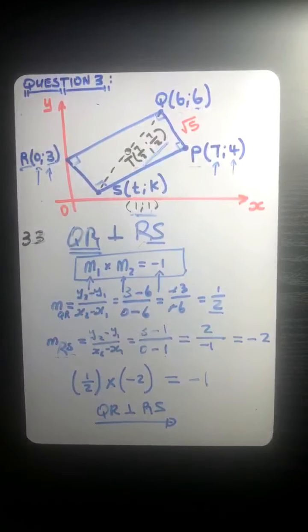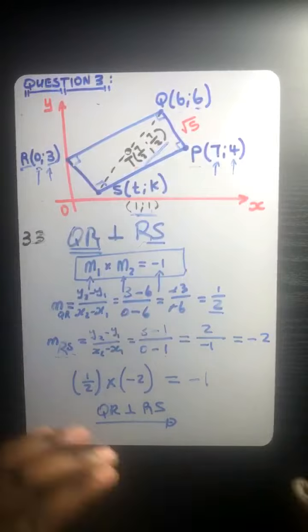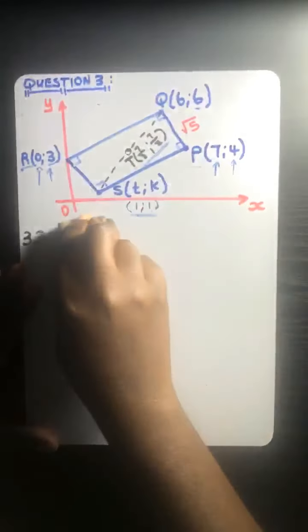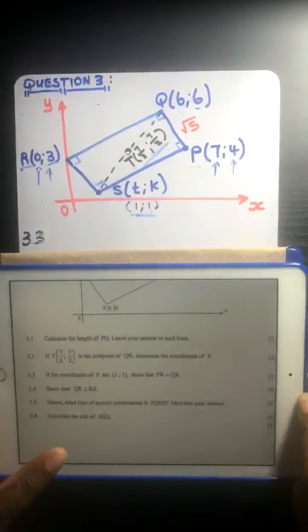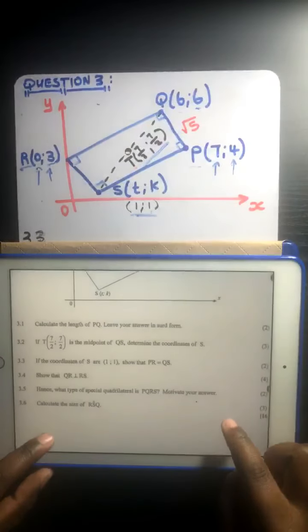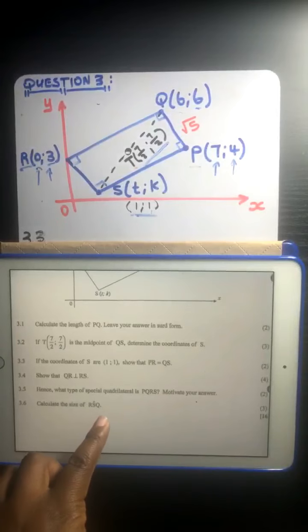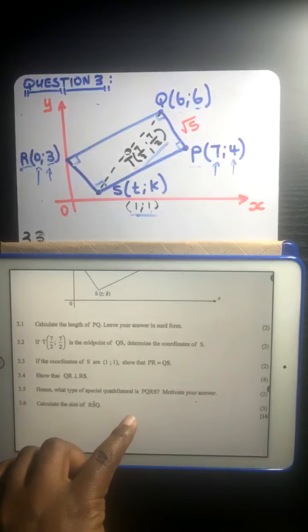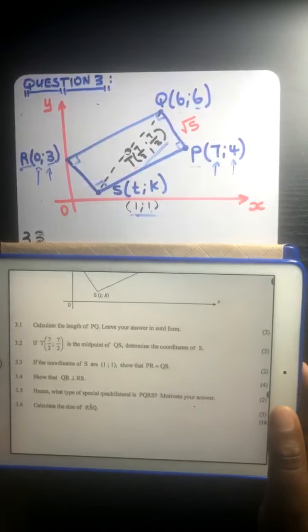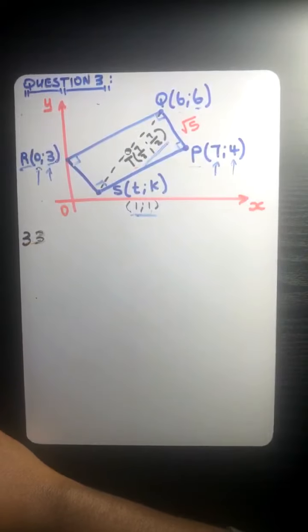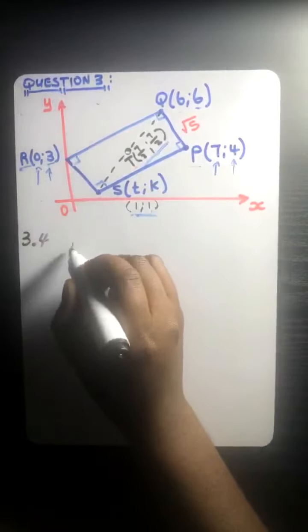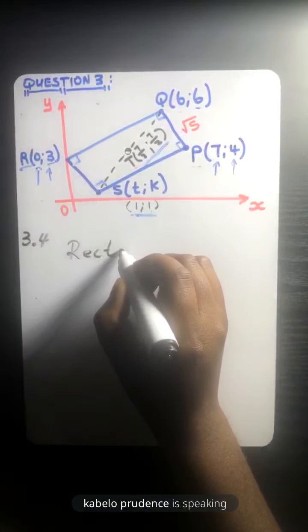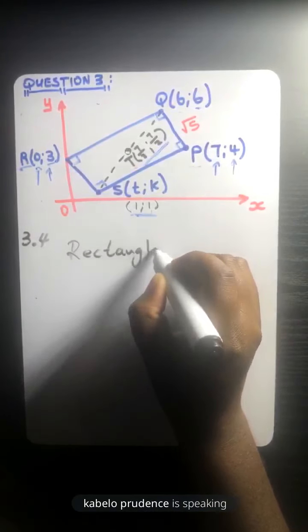All right. 100%. So now, let's try to move on to the next question. The next question says, hence. The moment the examiner starts saying hence, it means you need to refer to the previous answer. Hence, what type of special quadrilateral is PQRS? Motivate your answer. What type of quadrilateral is this, guys? Rectangle. Motivate your answer, honorable member. What is the motivation there? Because the diagonals are equal and one of the interior angles is equal to 90 degrees.